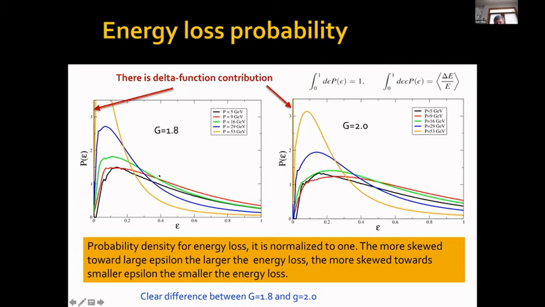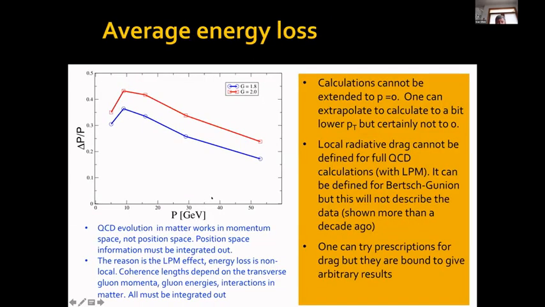That would be the red curves. A distribution which is skewed toward smaller values of epsilon corresponds to small energy loss, and you shouldn't pay attention to the peak. Everything is normalized to 1. As I mentioned, this is a probability density. And finally, if I integrate over this probability density and weigh by the fraction epsilon, I get the average energy loss. And here is what we get for those values of G.